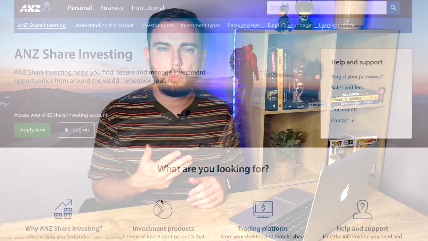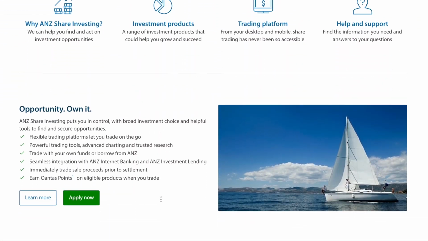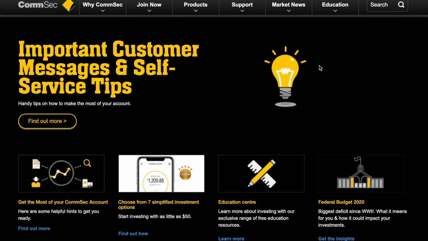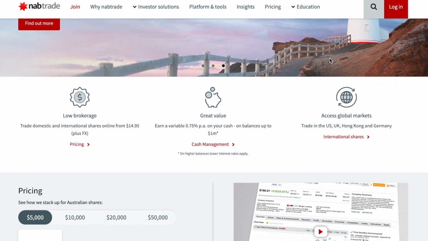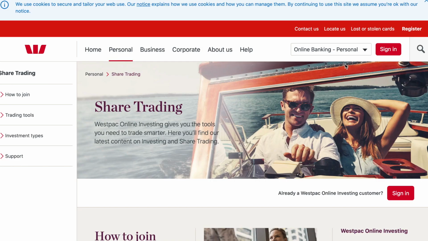If you're with one of the main four banks, so your NAB, your CBA, your ANZ, or your Westpac, they've all got their own brokerage systems. So start there, asking which bank are you with? If you're with one of those four, have a look at what theirs offers. It just gets you a starting point. It doesn't mean you have to go with them, but you can see what features they've got.